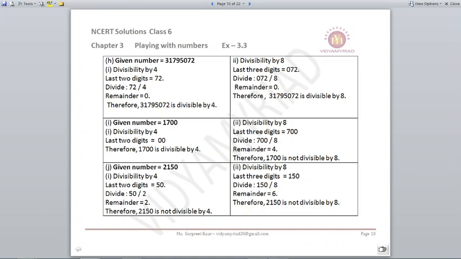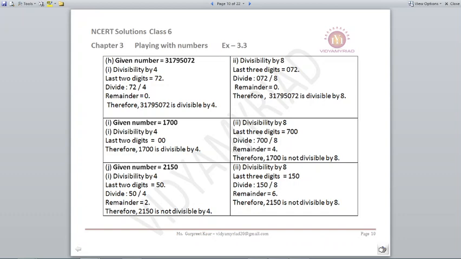Next is 1700. So 00 divided by 4, you get that it is divisible by 4. And in the case of 700 divided by 8, a remainder is left. So 1700 is not divisible by 8. Now the number 2150, let's divide 50 by 4. You are left with the remainder 2 and hence it is not divisible by 4. When we take the last 3 digits, that is 150, and we divide by 8, you are left with the remainder 6 and hence it is not divisible by 8.